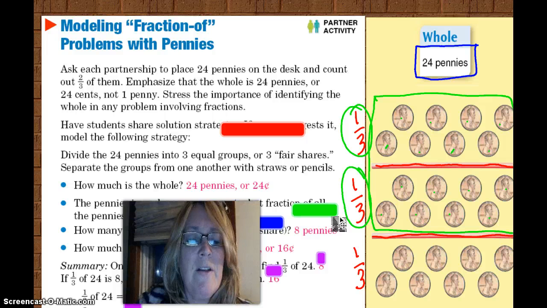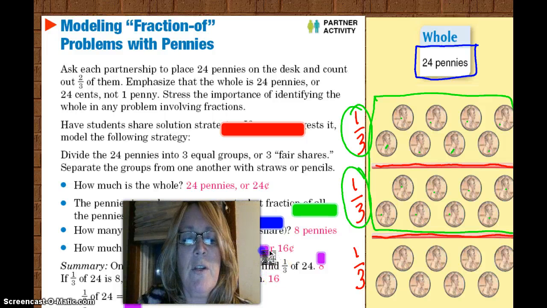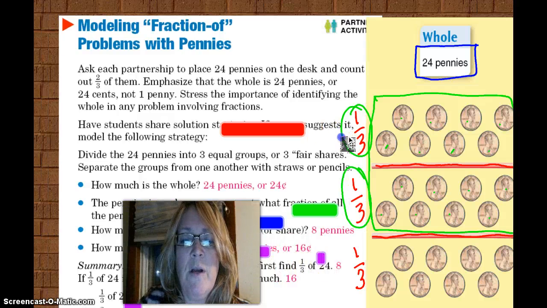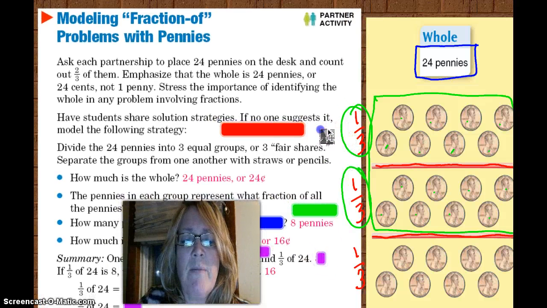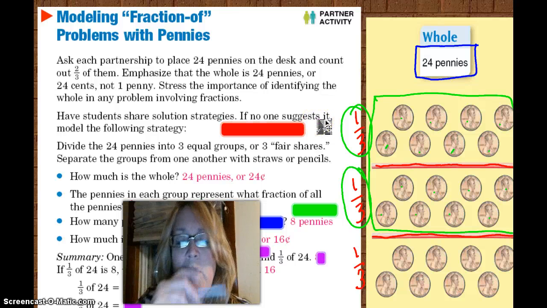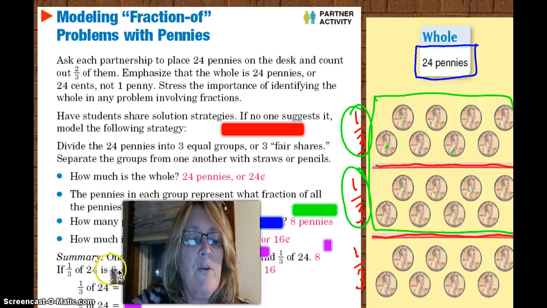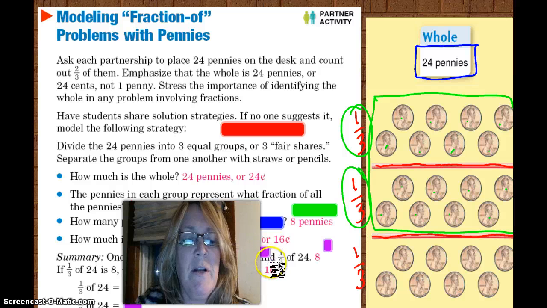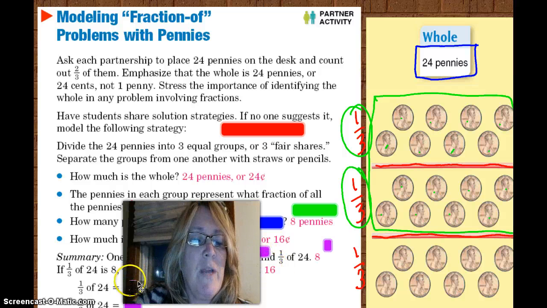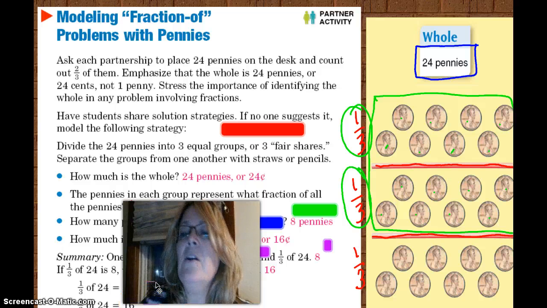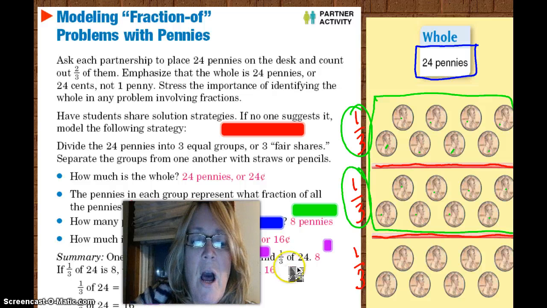So one way to find 2/3 of 24 is to first find out 1/3 of 24, which we found out was 8. So if 1/3 of 24 is 8, 2/3 of 24 must be twice as much, which is 16. So again, 1/3 of 24 is 8, 2/3 is 16. So let me show you again the method I showed you on the other page.